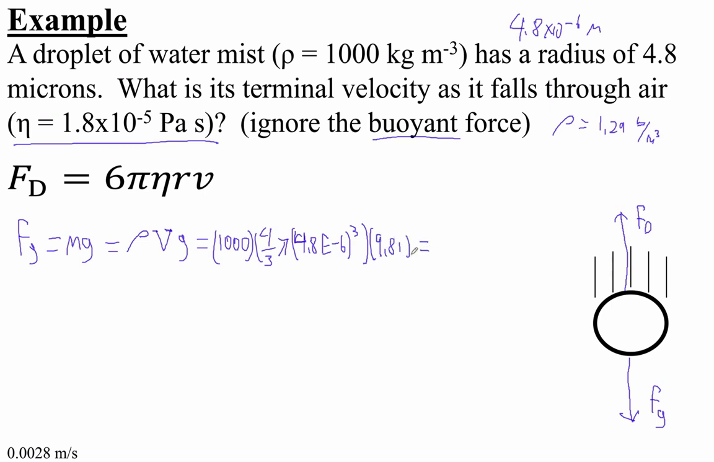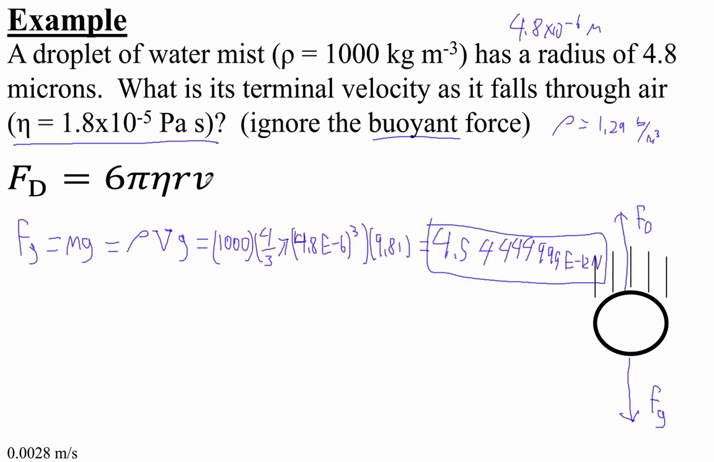So this is now the force of gravity. It's not going to be big. 1,000 times 4 divided by 3 times pi times 4.8 e minus 6 raised to the third power, then I have to hit the right arrow, times 9.81. All right, here we go. Oh, that's cool, it's a cool number: 4.5, then four 4s, and then a bunch of 9s, times 10 to the minus 12th newtons. So this is the force of gravity.